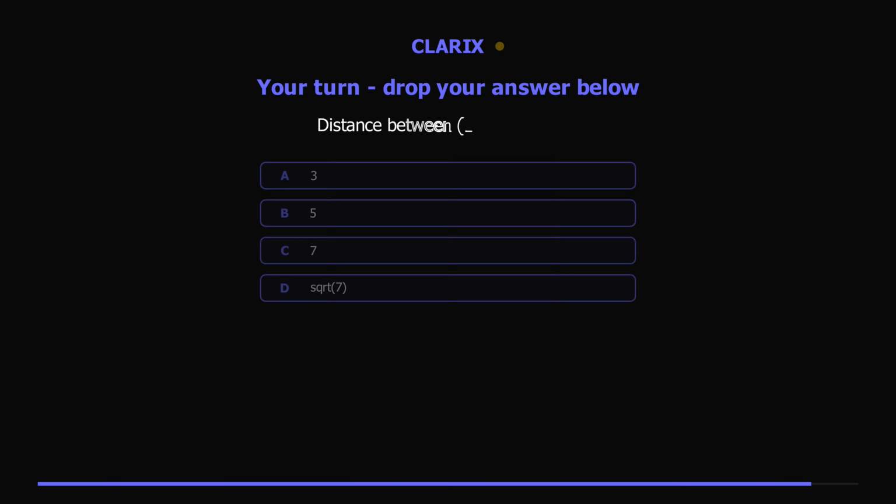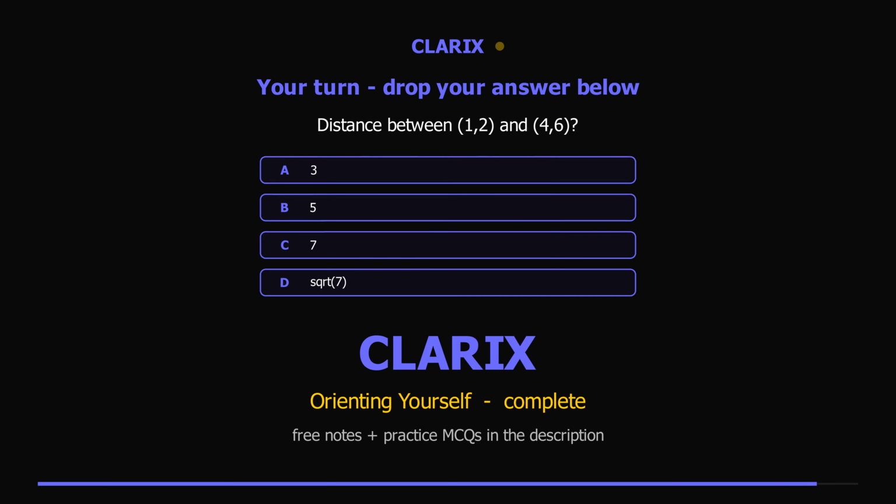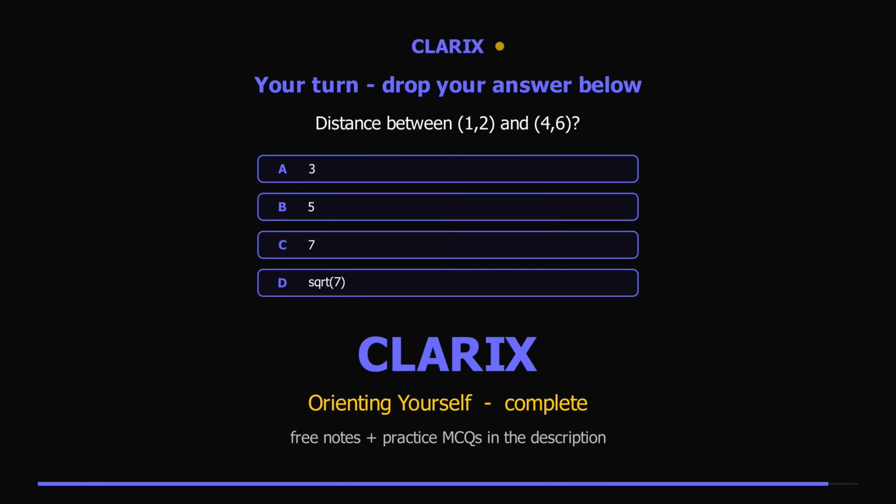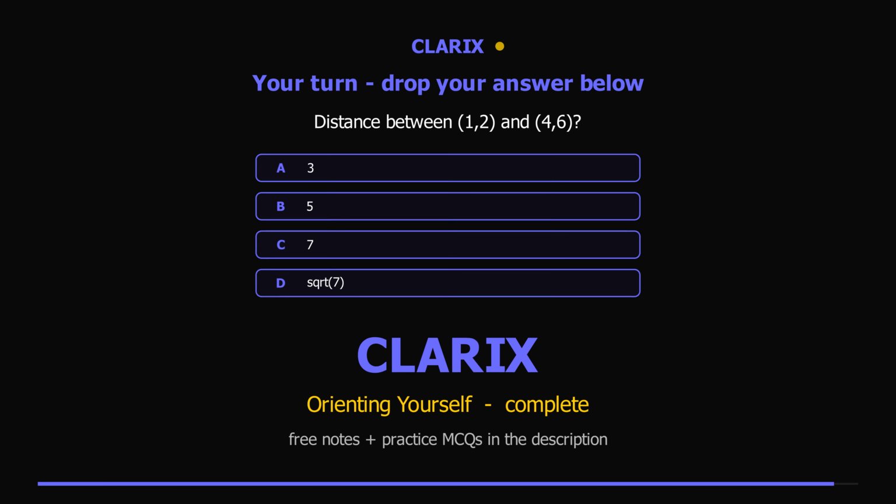Two axes build the plane. Every point gets an (x, y) address. The sign pattern tells you the quadrant instantly, and distance always comes down to one Pythagoras-based formula.